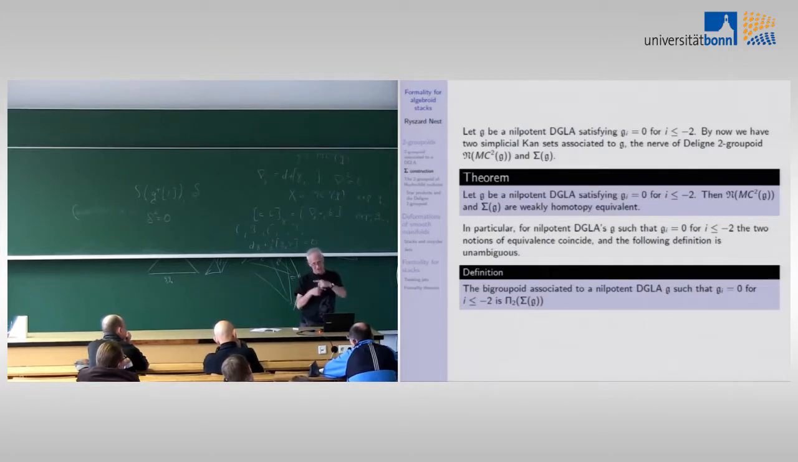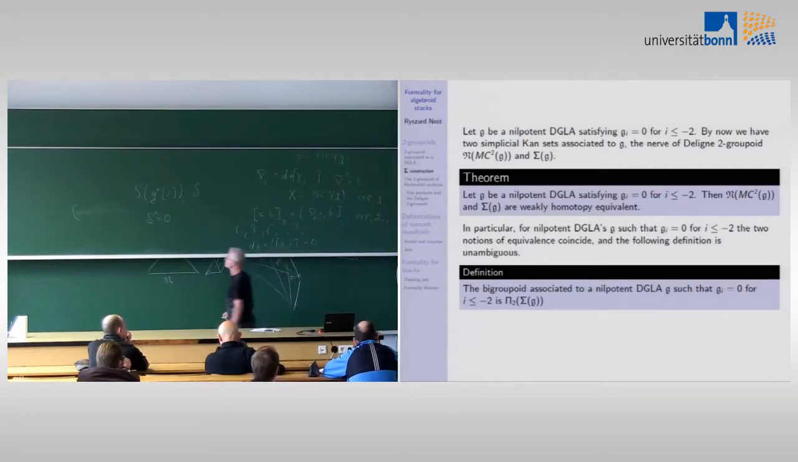Now I can turn things around and make a definition which makes sense. Suppose I have a nilpotent DGLA which vanishes in degrees smaller or equal to minus 2. I can construct the corresponding simplicial set, the Hinich simplicial set, use the Getzler construction, and by definition, the 2-groupoid is pi 2 of sigma G.